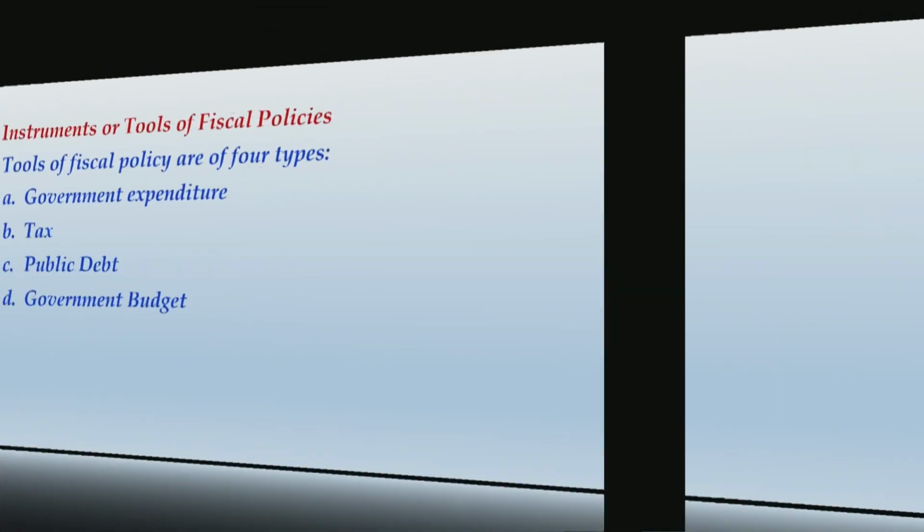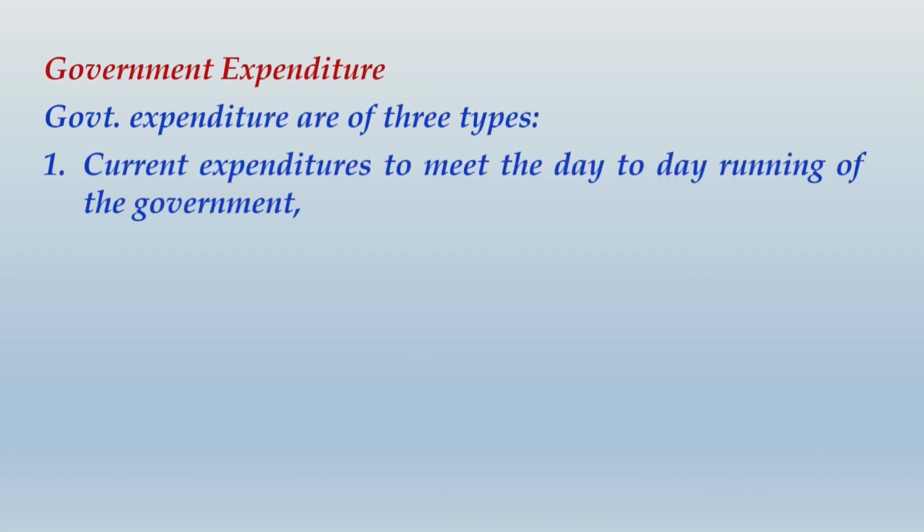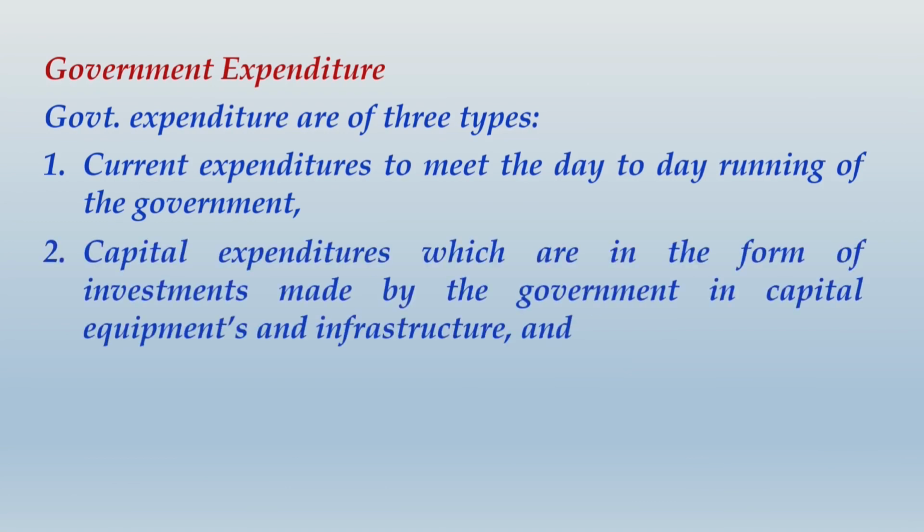Alright friends, let us move ahead and get started with the first component, that is government expenditure. Government expenditure are of three types. One is the current expenditure to meet the day-to-day running of the government. Second is the capital expenditure, which are in the form of investments made by government in capital equipments and infrastructure. And the third one is what we call as transfer payments. So these are basically welfare kind of expenditures incurred by government, and these three would form typically what we call as government expenditure. So before I take you further in depth of these, please write up this much quickly.